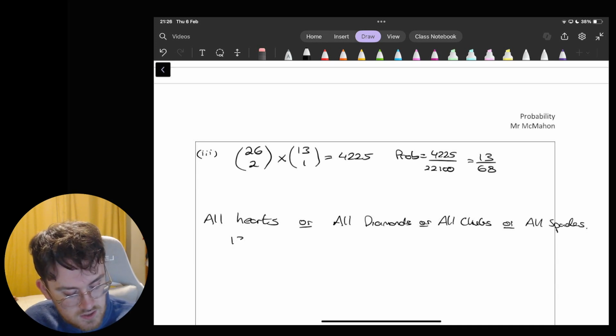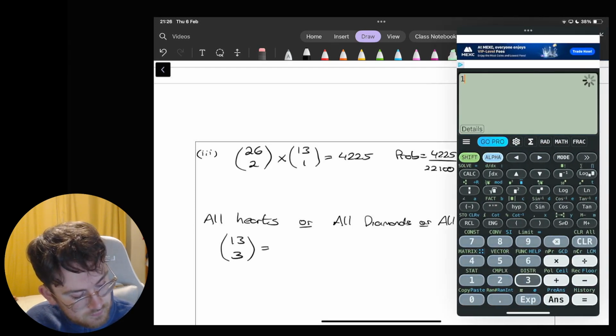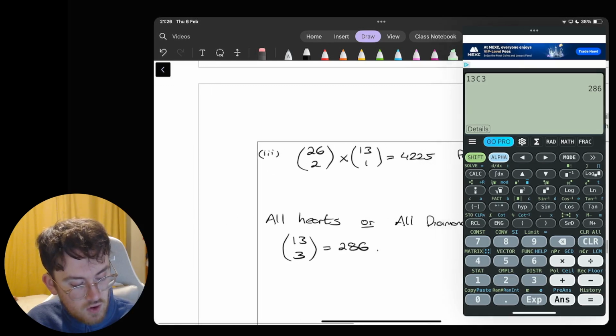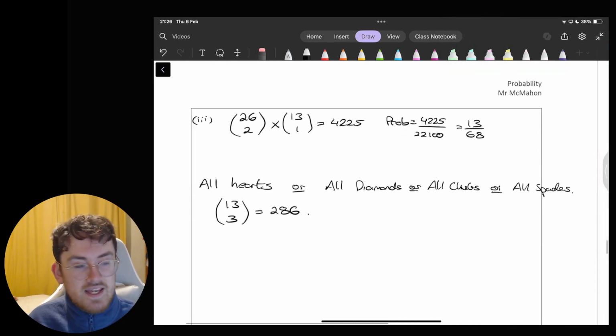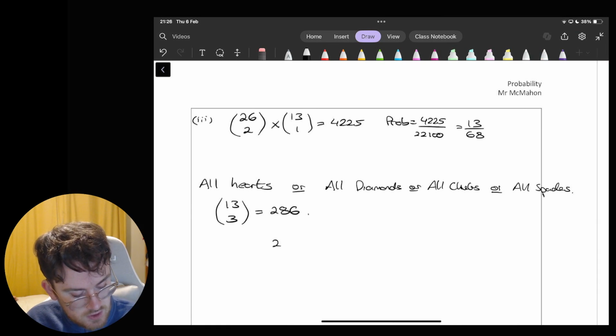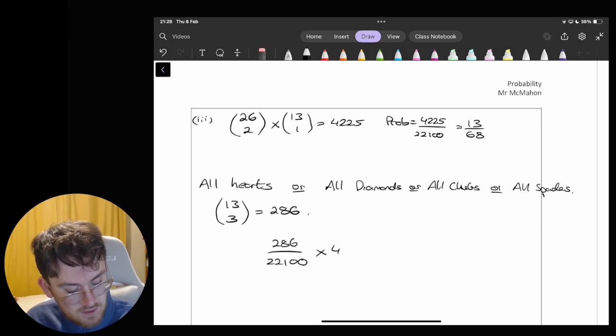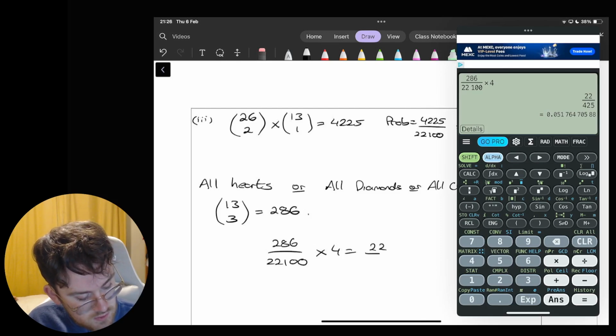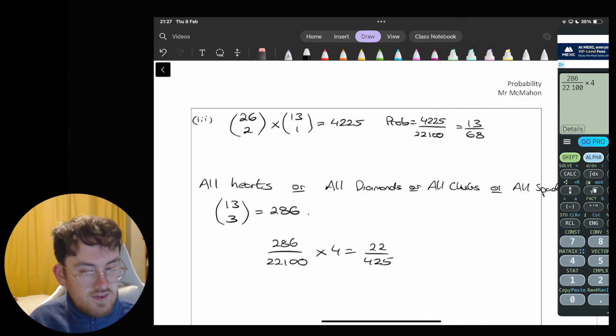So out of the 13 hearts, I want to choose 3. How many ways could I choose 3 hearts? 286 ways. That's going to be the same for all of my individual probabilities here. So it's 286 over 22100. We're adding them together or simply multiplying them by 4. 286 over 22100 times 4, which will give me 22 out of 425.